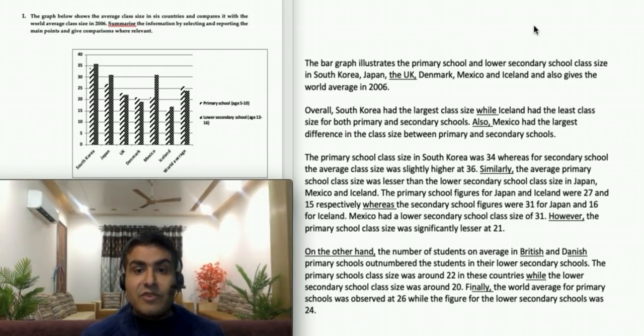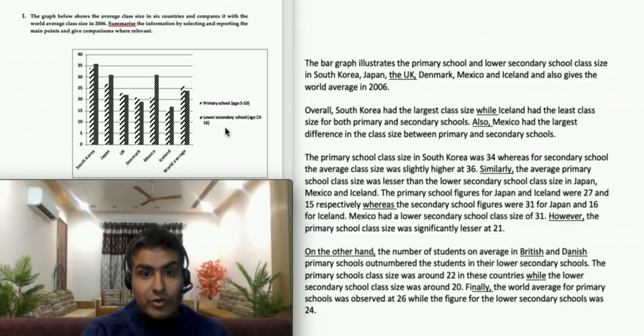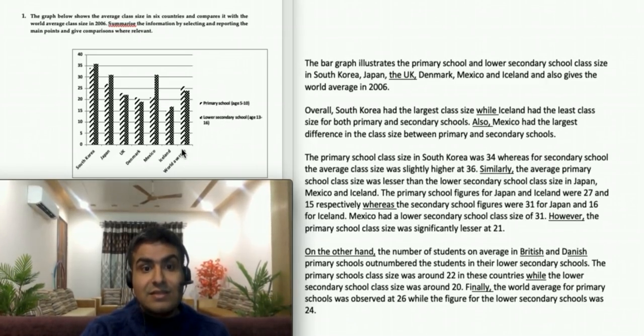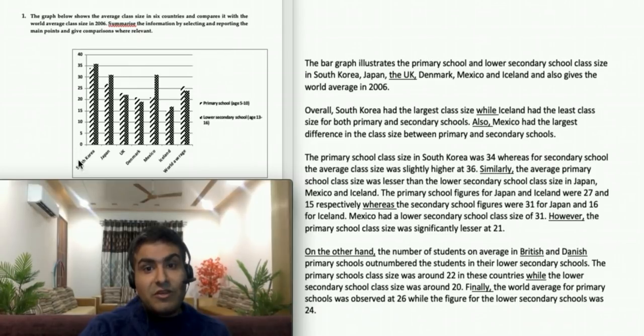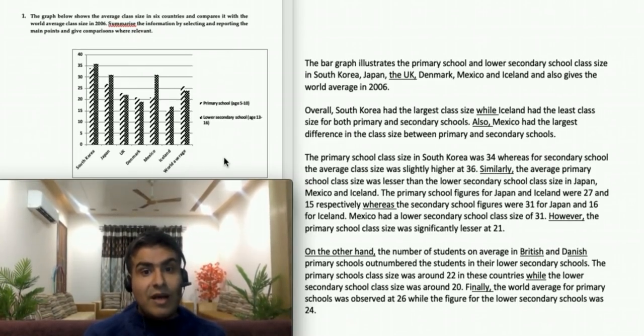After you've written the introduction, you should look at the number of comparisons possible. Again, I'm going to repeat that there are two comparisons possible: the comparison between the primary school class size and lower secondary school class size, and the comparison between different countries. So if you want to score marks, both the comparisons have to be done. But if I try to do both the comparisons at the same place, normally what happens is I end up getting confused, and you might too.